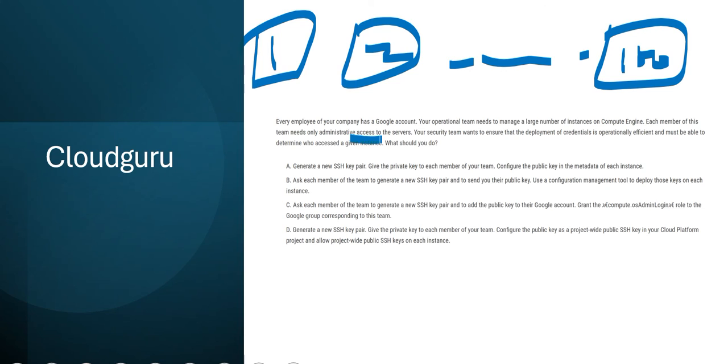Now, your security team wants to ensure deployment of credentials is operationally efficient and must be able to determine who accessed a given instance. So at any time you want to know, for instance number two, who accessed it today? It should say Ramesh, Suresh, Ganesh, Naresh. These guys accessed it. All from Gujarat.